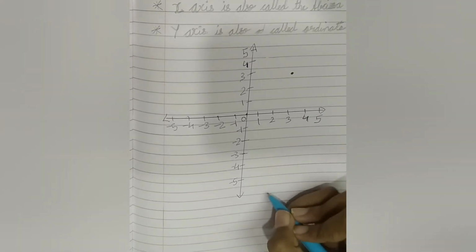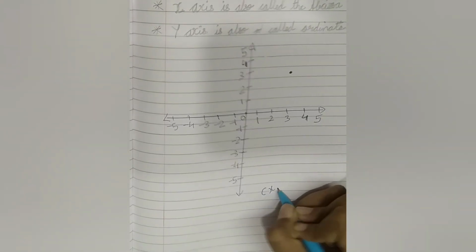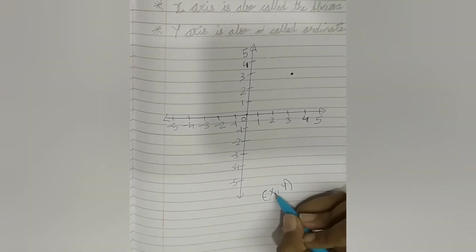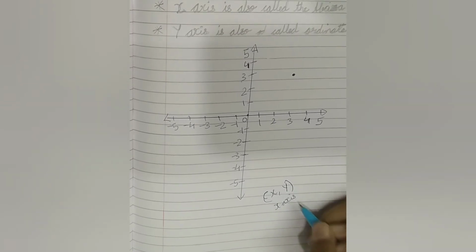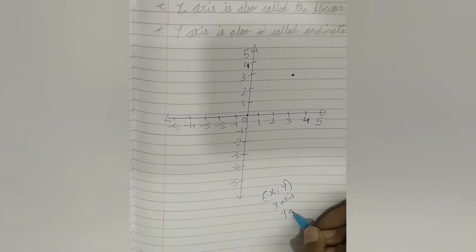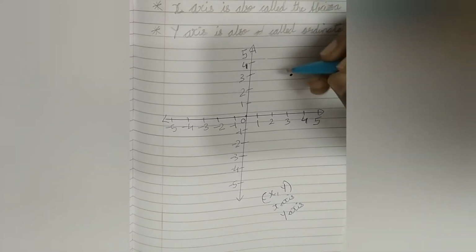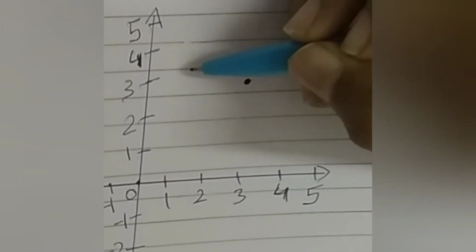It's simple. We should write it in this form: bracket x comma y, which means x is the x-axis coordinate and y is the y-axis coordinate. So x always comes first.